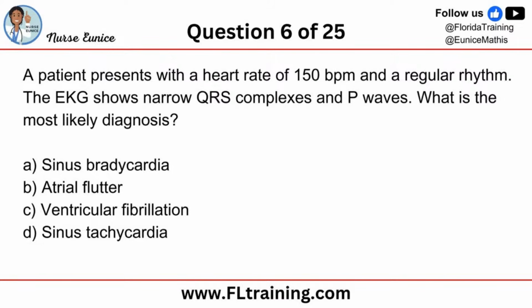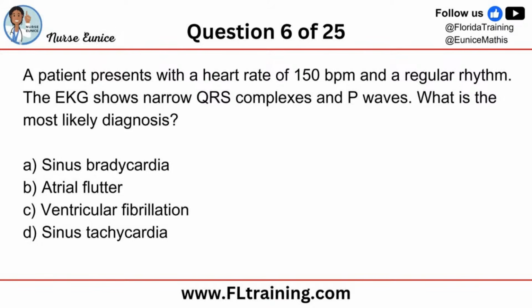Question number 6. A patient presents with a heart rate of 150 beats per minute and a regular rhythm. The EKG shows narrow QRS complexes and P waves. What is the most likely diagnosis? Is it A, sinus bradycardia? Now, Brady means slow, and this person has a heart rate of 150. So it's not A. Is it B, atrial flutter? Is it C, ventricular fibrillation? Or is it D, sinus tachycardia?